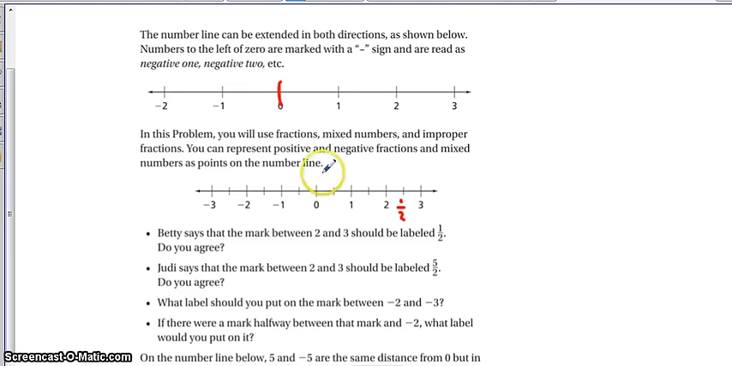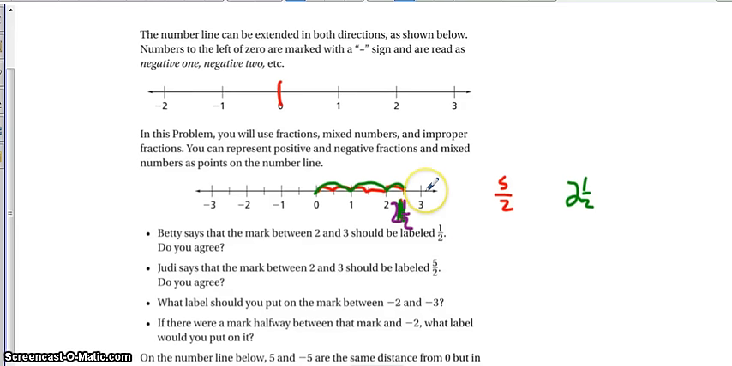It is actually worth, okay, if we count it up, 1, 2, 3, 4, 5 halves. Or going with whole numbers, it's 2 wholes and then half of another one. So 2.5. Betty's mark is okay in the fact that she's realizing that it's halfway between 2 and 3, but the actual proper label for that number should be 2.5.